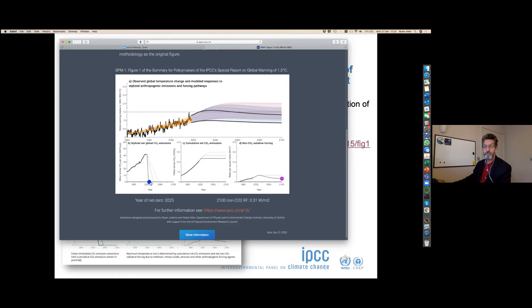That's important, because prior to the 1.5 degrees report, a lot of people were asking us, what's the point of a 1.5 degrees report? Surely we're already committed to 1.5 degrees from past emissions. But that's not true. If we were to stop emitting, we would see relatively little additional warming. You can see these lines are pretty horizontal going forwards, provided we get other drivers under control and stop emitting carbon dioxide. We wouldn't see much more warming.